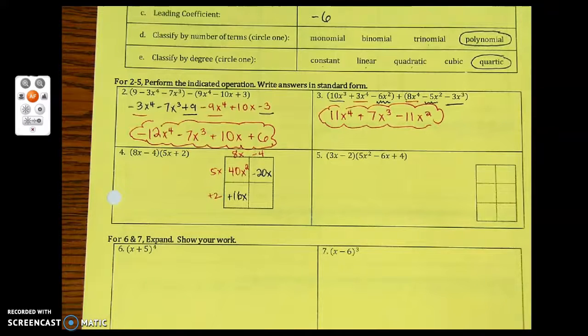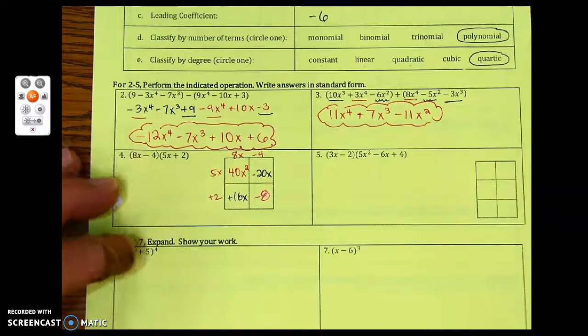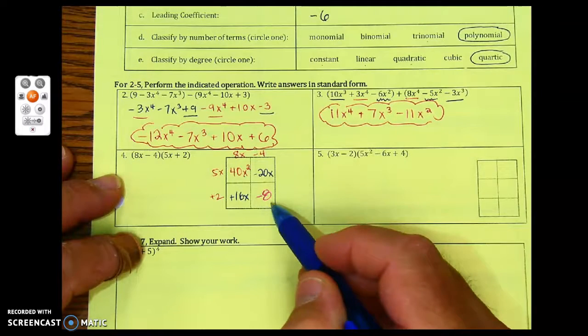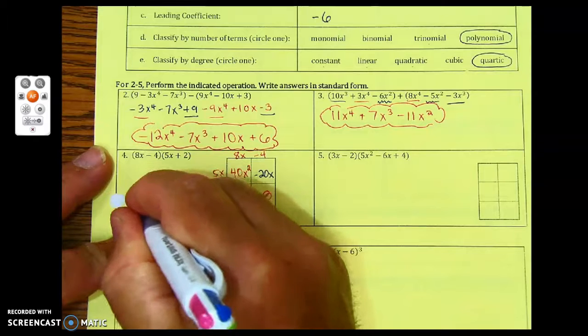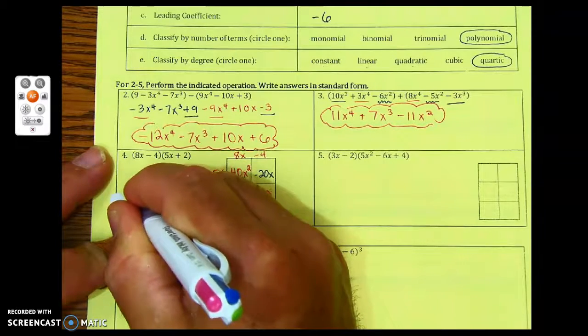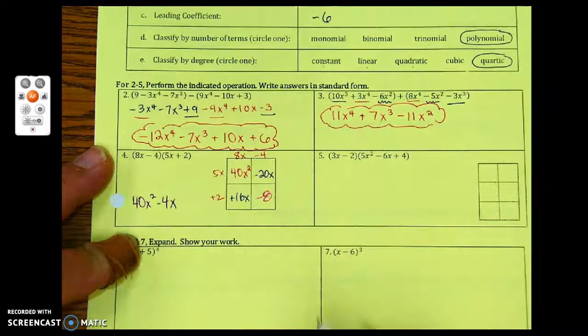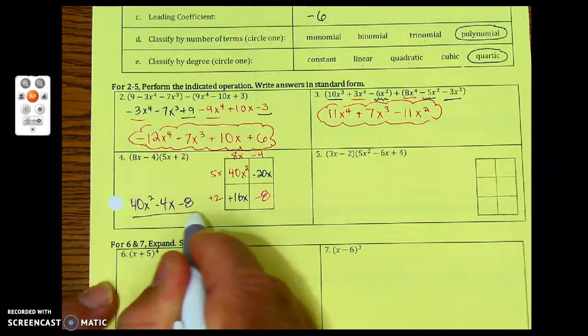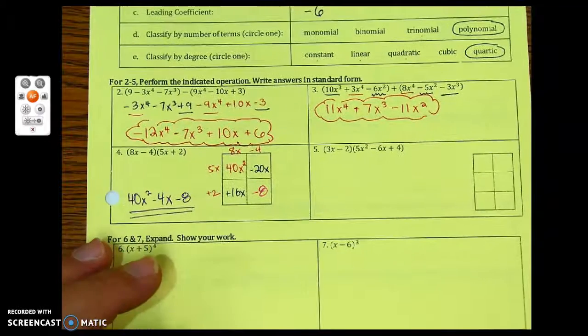And finally, negative 8. That's red and that's pink, so those aren't like terms. My final answer when I combine all the like terms is, let's see if we can see purple here, 40x squared minus 4x minus 8. All right.